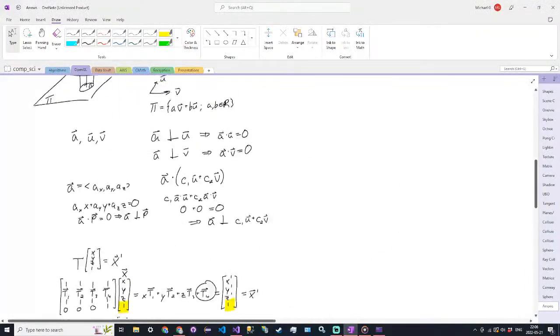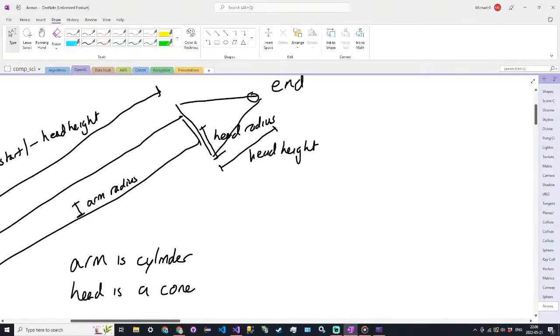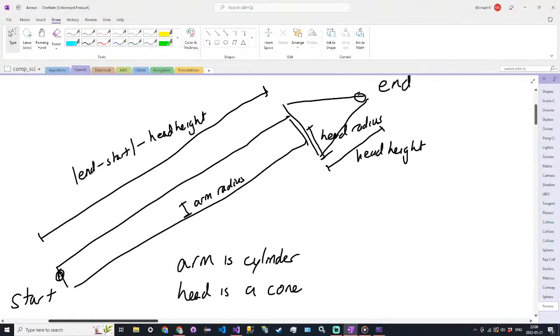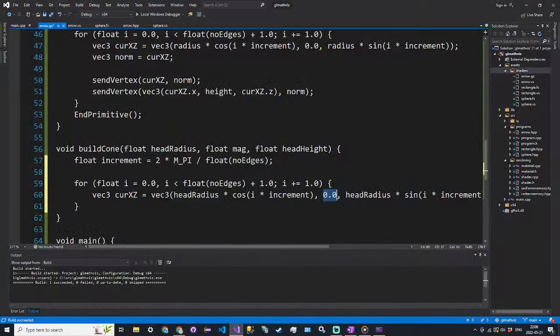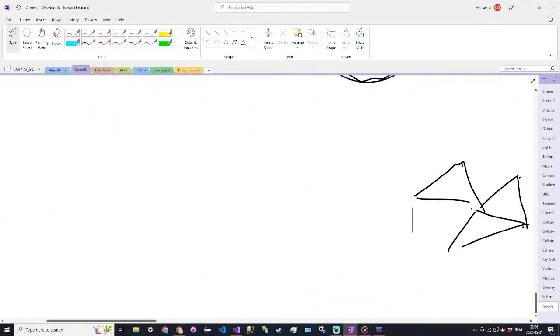And we saw that up here. So the length here is the magnitude, which is the magnitude of n minus start, minus head height. So we're going to say mag minus head height, like so. And then the normal, well, it's going to be a little different this time because we have a slope involved.